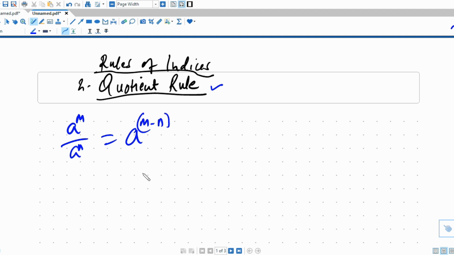Like for example, if you have 2 raised to 5 divided by 2 raised to 3, this is simply the same as 2 raised to 5 subtract 3, which is 2 raised to 2. Now, how does this come about?